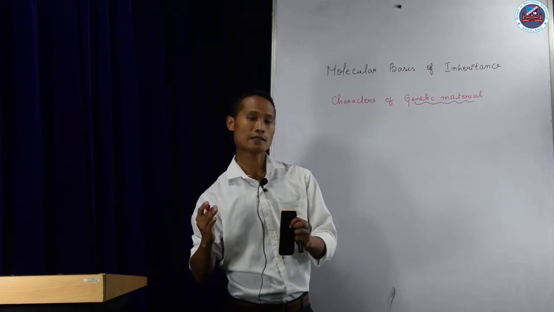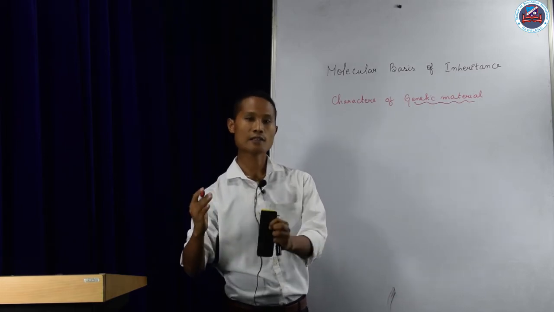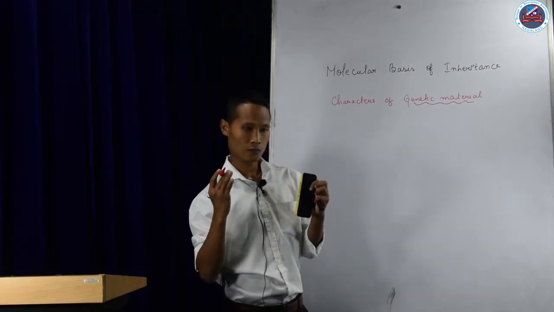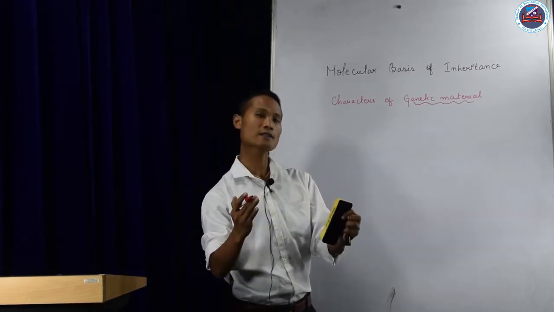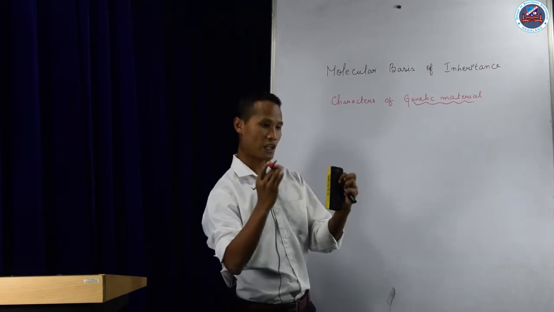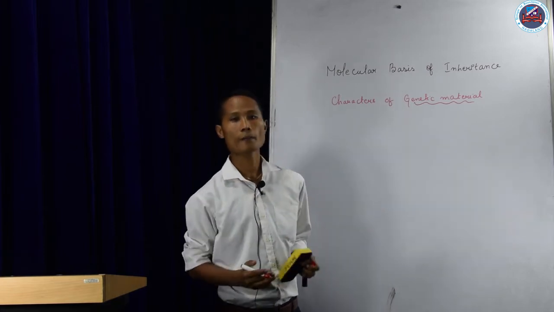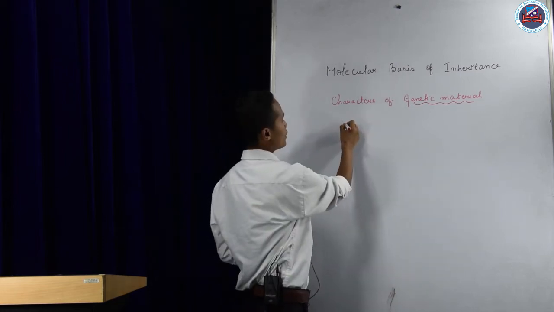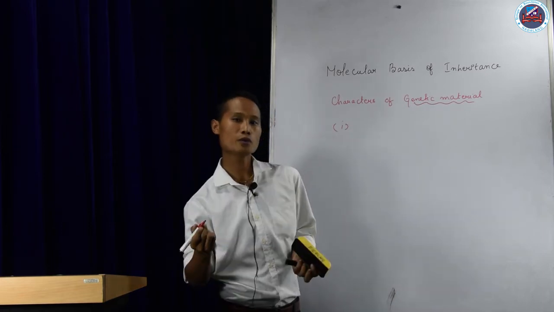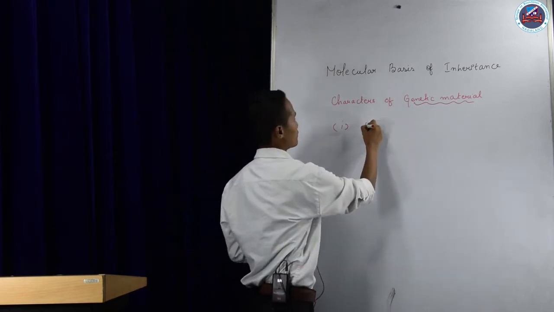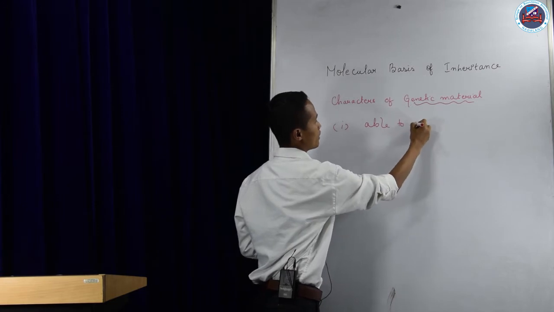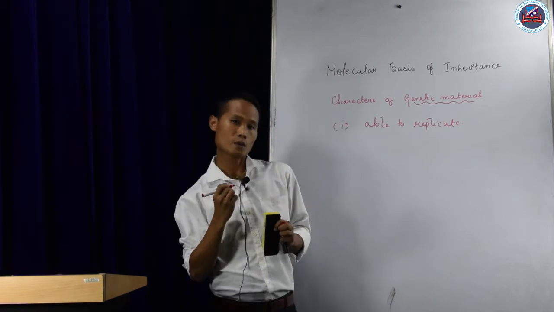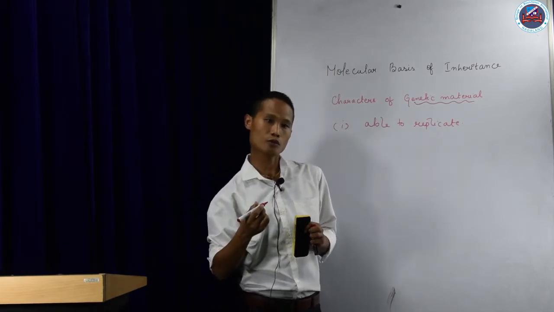So, whatever character has been transferred from the parents to the offspring is considered a genetic material. But there are some criteria. To consider a molecule a genetic material, it should possess some characters. The first one, point number 1, is that they should be able to replicate. It means when a cell divides, they should be able to multiply.